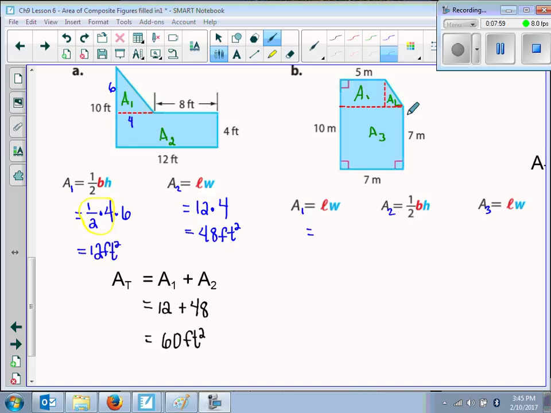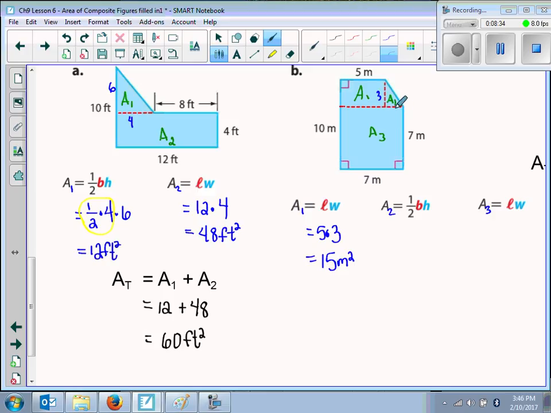10 minus 7. Very good. So this is going to be 3. Very good. So the length is 5 and the width is 3. So the area of area 1 is 15 meters squared. Okay? Then for the triangle, we have 1/2 base times height. So we already got the height right there. How do I figure out the length of this base right there?